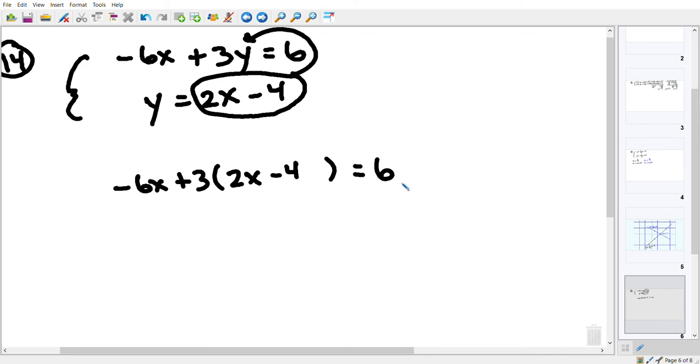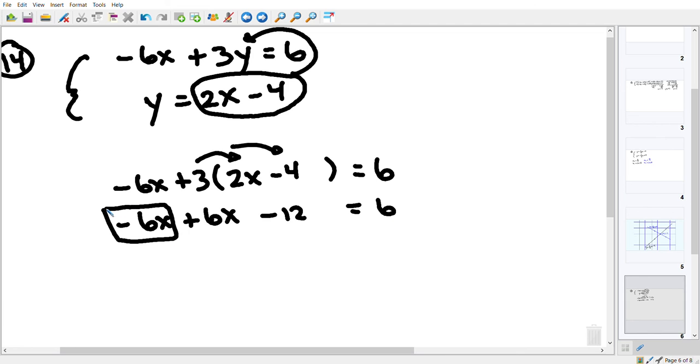I'm going to use my distributive property and combine like terms, again a lot of the skills from earlier in the year. Negative 6x stays the same. 3 times 2x is positive 6x. 3 times negative 4 is negative 12, equals 6. Oh, look at this. Negative 6x and positive 6x, that's really 0x, right? So they're gone. So I have negative 12 is equal to 6.